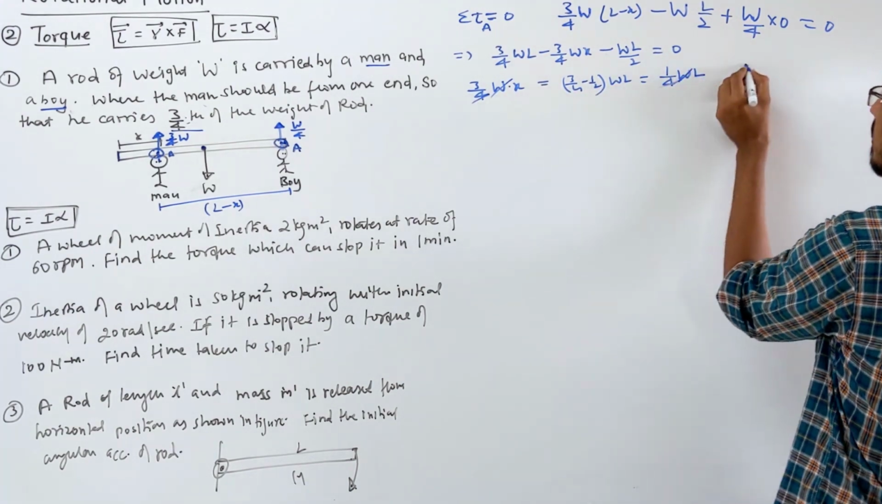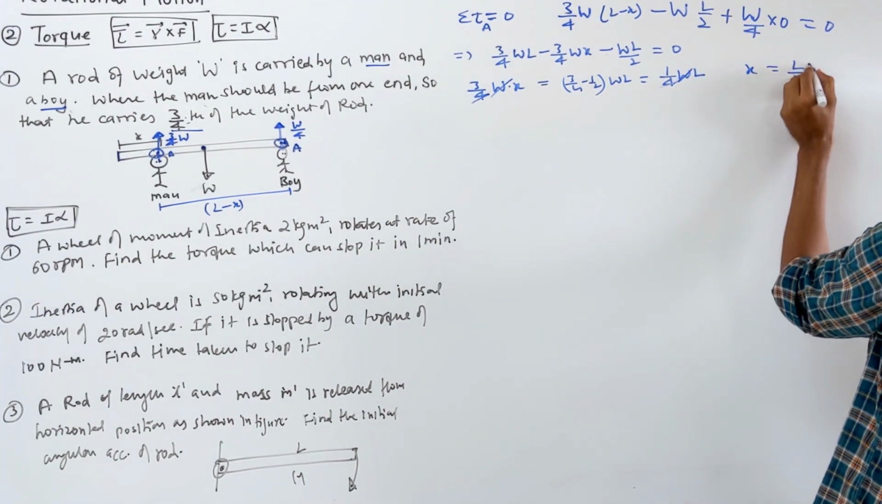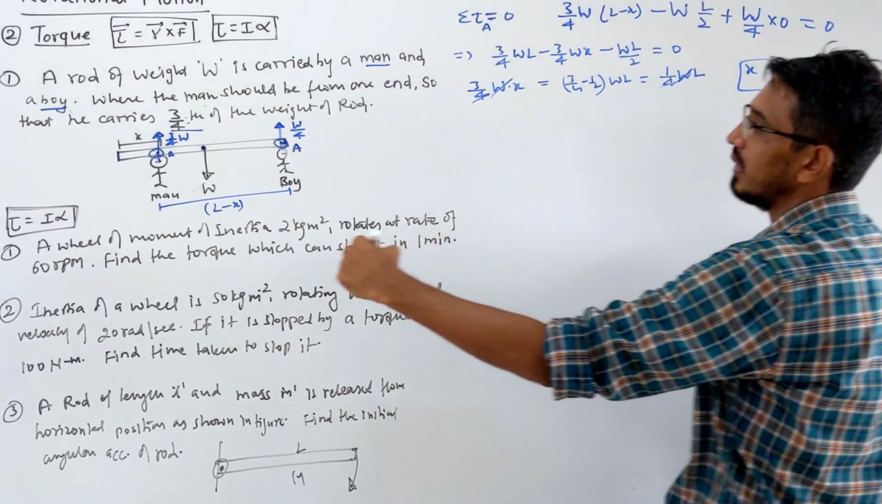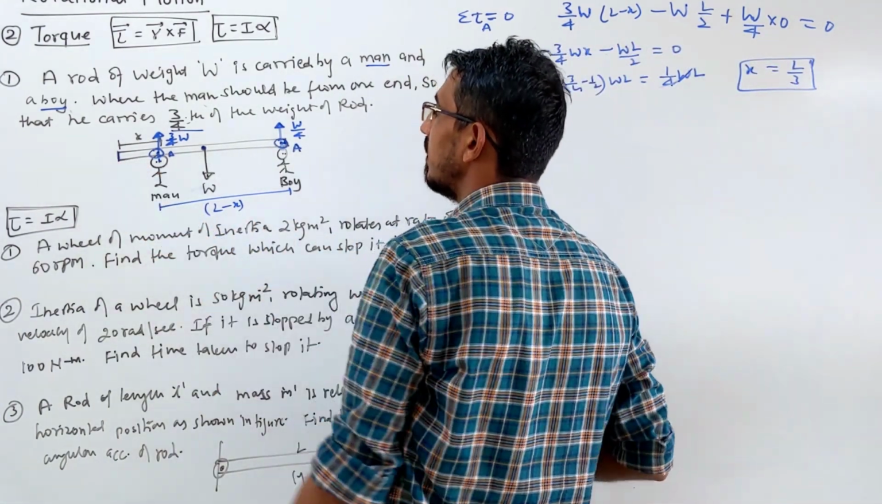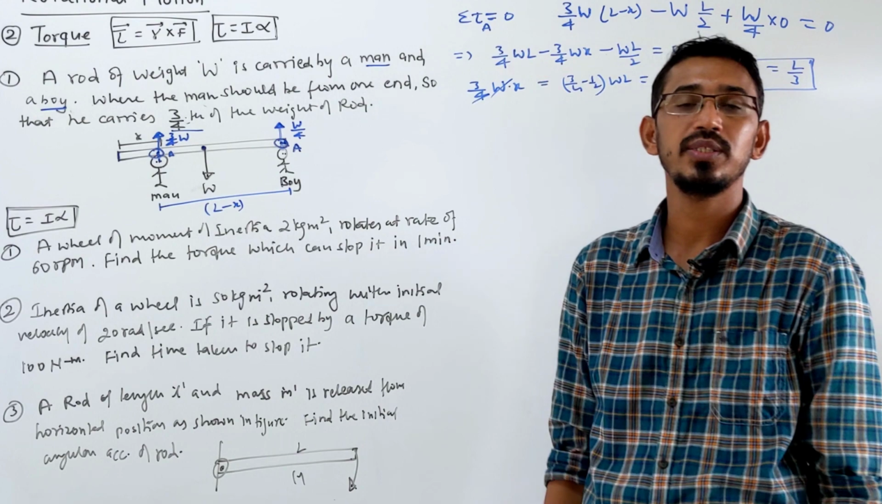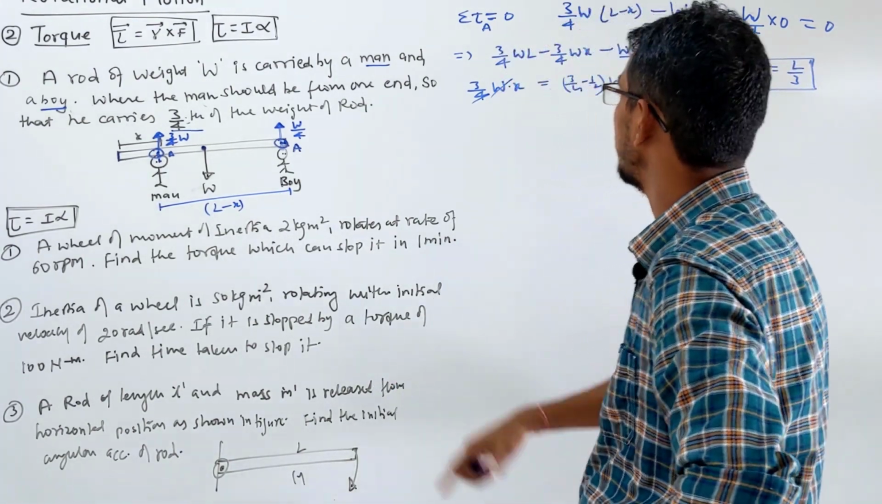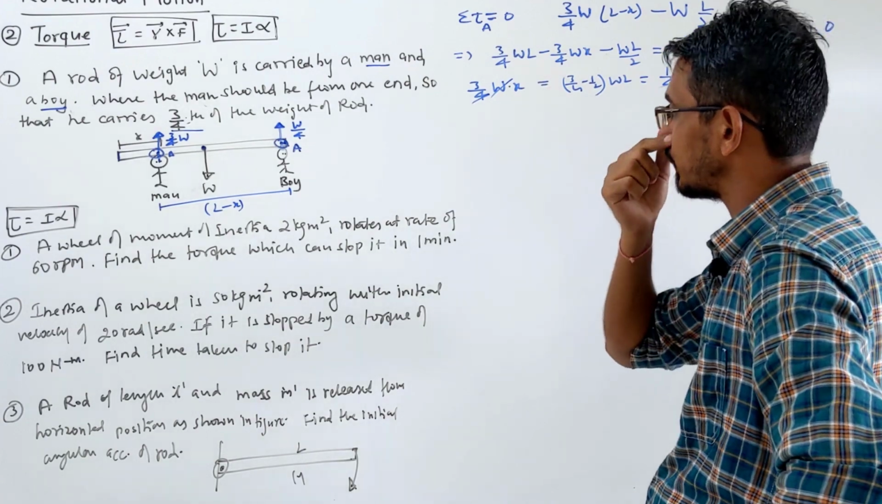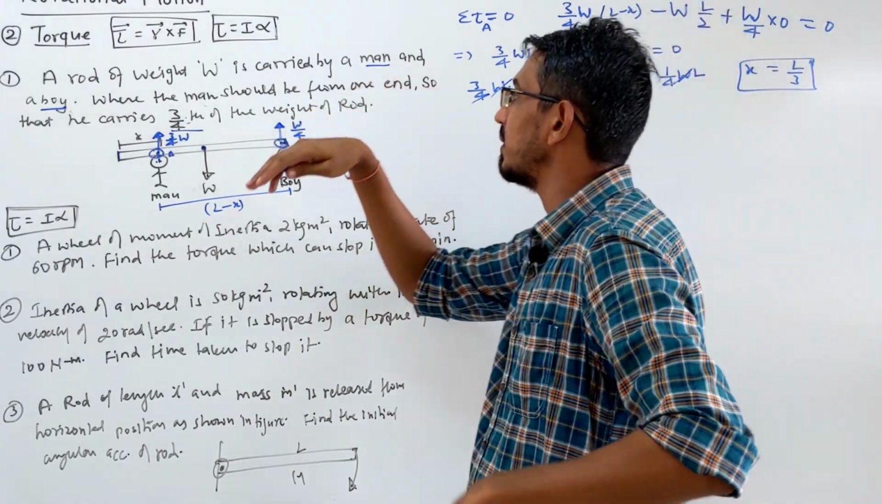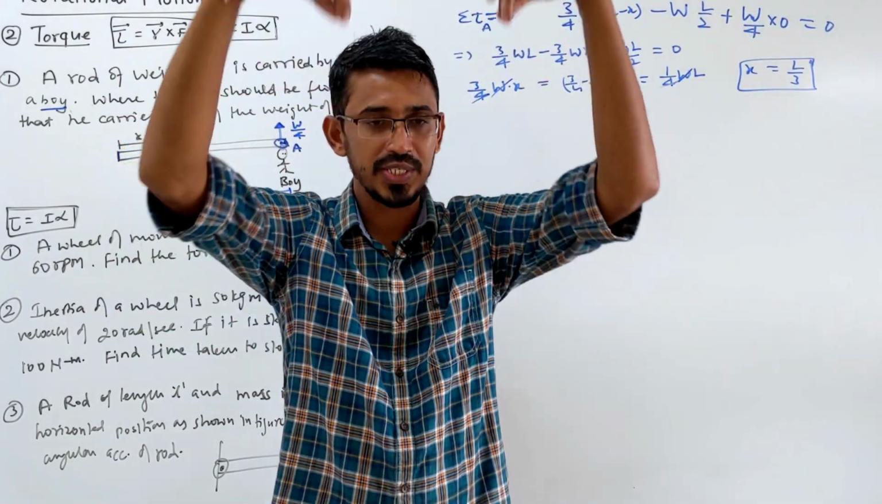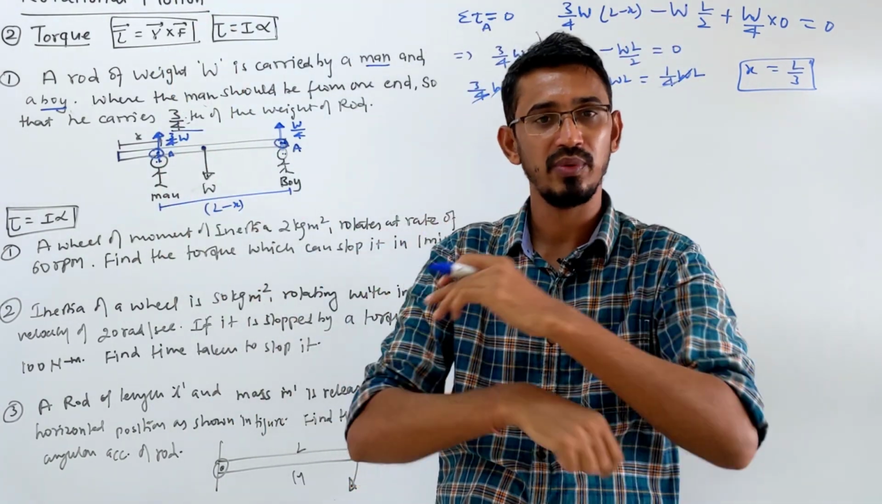So x is coming how much? x is coming L by 3. So this person should be at a distance of L by 3 from the other end, so that he carries 3/4 of the total weight, right? So, very simple and interesting questions based on torque. So this was the balancing of the rod by strings or supporting from down. These types of questions we have done, right?